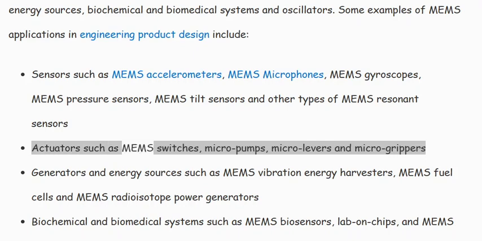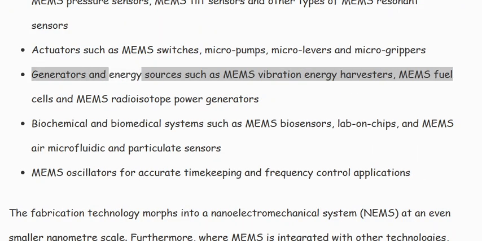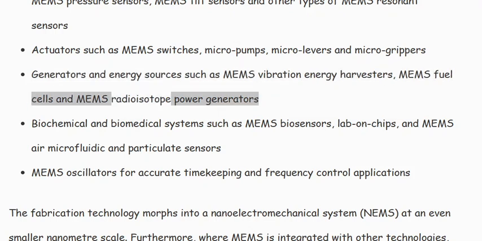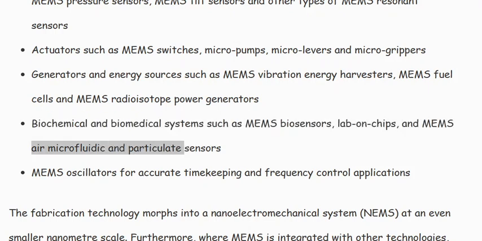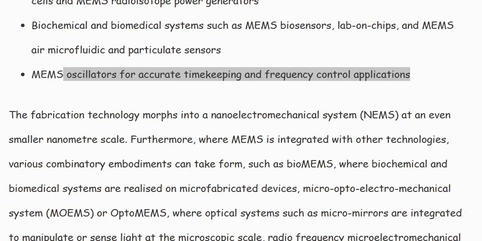Actuators such as MEMS switches, micropumps, microlevers and microgrippers. Generators and energy sources such as MEMS vibration energy harvesters, MEMS fuel cells and MEMS radioisotope power generators. Biochemical and biomedical systems such as MEMS biosensors, lab-on-chips and MEMS air microfluidic and particulate sensors. MEMS oscillators for accurate timekeeping and frequency control applications.